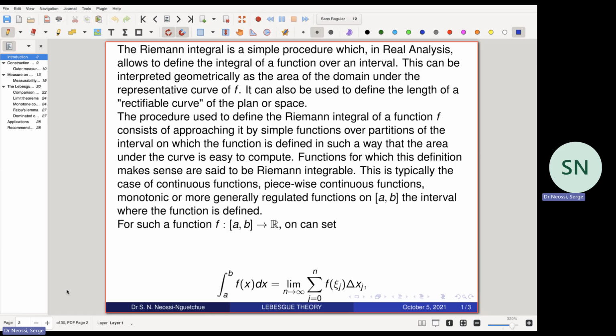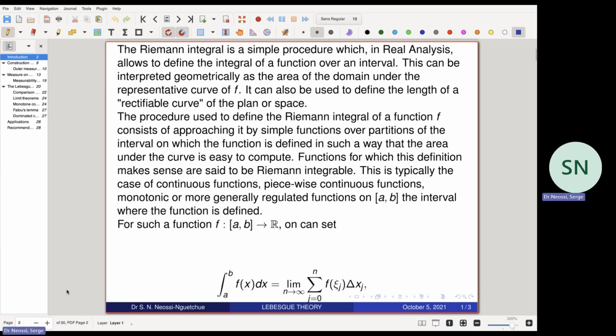The procedure used to define the Riemann integral of a function f consists of approaching it by simple functions over a partition of the interval on which the function is defined, in such a way that the area under the curve is easy to compute. Functions for which this definition makes sense are said to be Riemann integrable. This is typically the case of continuous functions, piecewise continuous functions, monotonic functions, or more generally, regulated functions on the closed interval [a, b], where the function is defined.